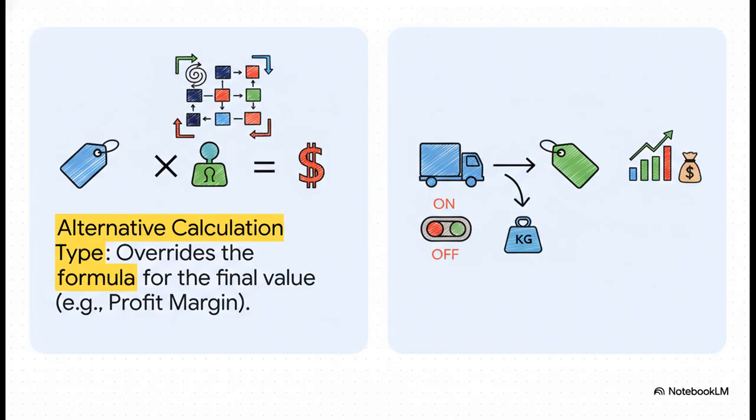And for those times when you need total control, you've got these 2 alternative fields. They're like cheat codes. The first one lets you completely rewrite the calculation formula. So instead of a simple price times quantity, you could program it to calculate your profit margin right there on the spot. The second one lets you change the basis of the calculation. A great example of this is freight. Instead of calculating a shipping fee based on the item's price, you can tell the system, nope, calculate it based on the product's weight. This kind of flexibility is just incredibly powerful.